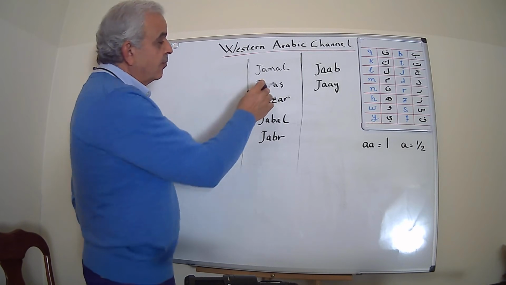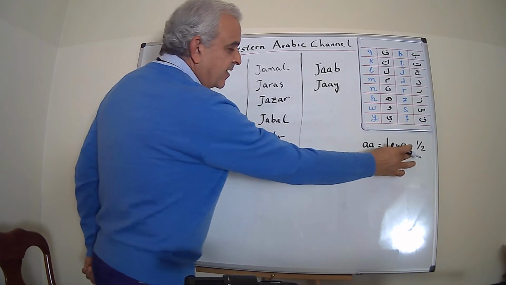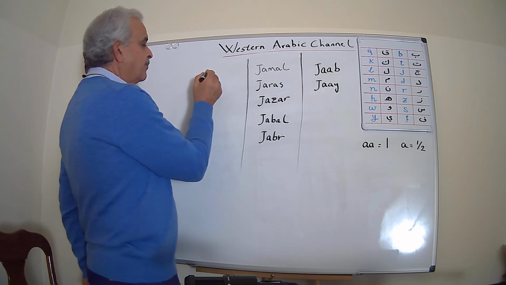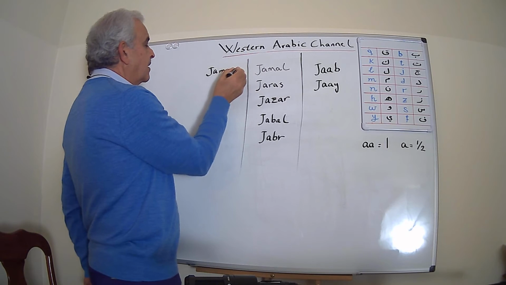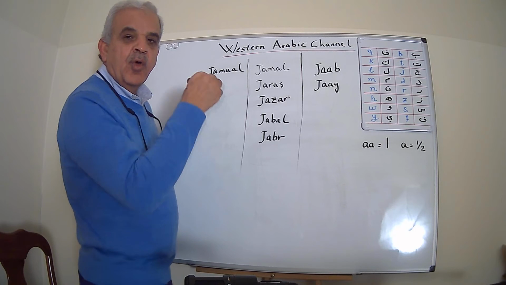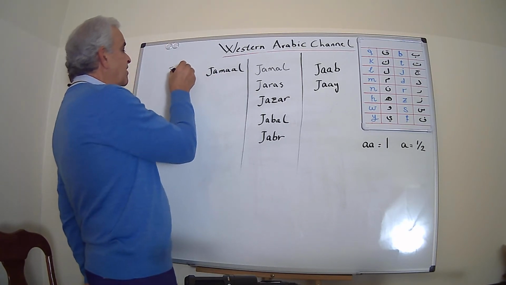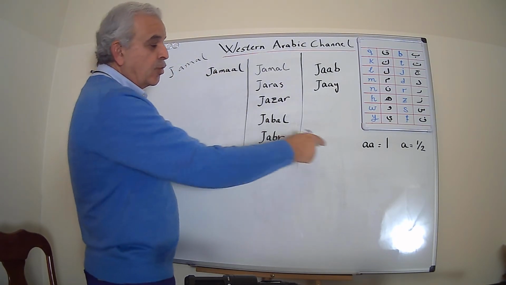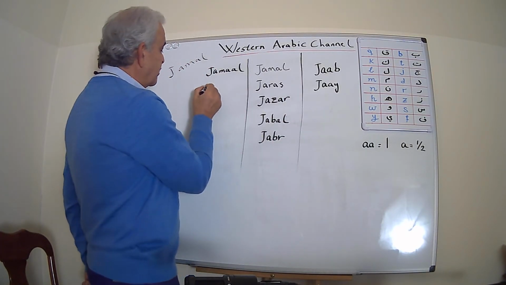Then we have combinations. Those are words which have the half vowel A and the full vowel A, like Jamal. We need to write Jamal like this, and we'll understand later on why. Many people now write Jamal like Gamal. This is Jamal, it should have a long alif. And we have also Jamad.